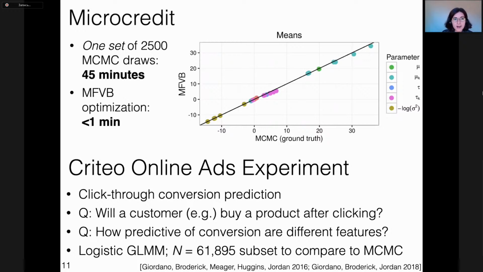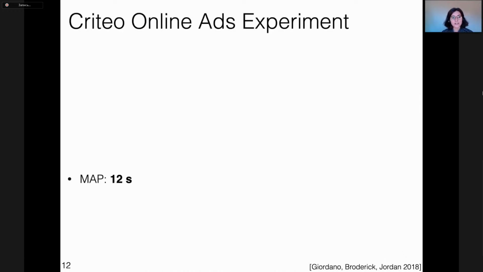Now, here's the rub. This is actually a huge data set. You can easily get into the millions, if not billions, of data points. And MCMC just cannot handle that. It's really beyond something that you would run in a reasonable amount of time. And so we're going to take a subset, just 62,000 data points, in order to compare to MCMC. But already we're seeing the issue, right? You can't even run MCMC at the number of data points that we would like to run. And so we're seeing certainly why we'd like to get beyond it. Okay, so let's look at this Criteo online ads experiment.